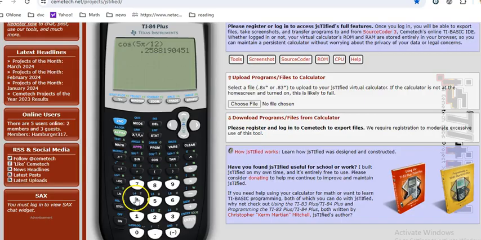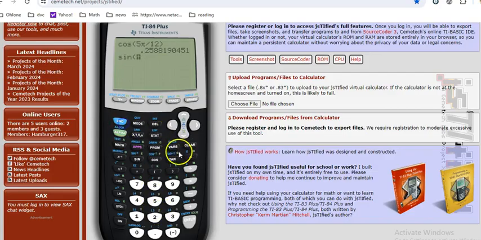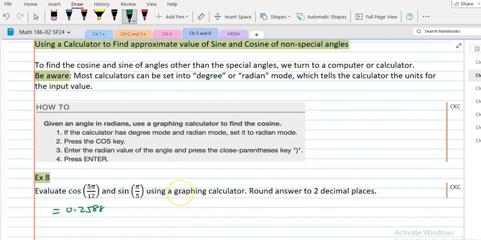Sine of pi over 5. So I would press sine. Oh, is it pi over 5? Pi over 5, second pi, and then divided by 5. 0.5878. Okay, so that's how you do it. If it's two decimal places, then it's 0.26, and this will be 0.59.